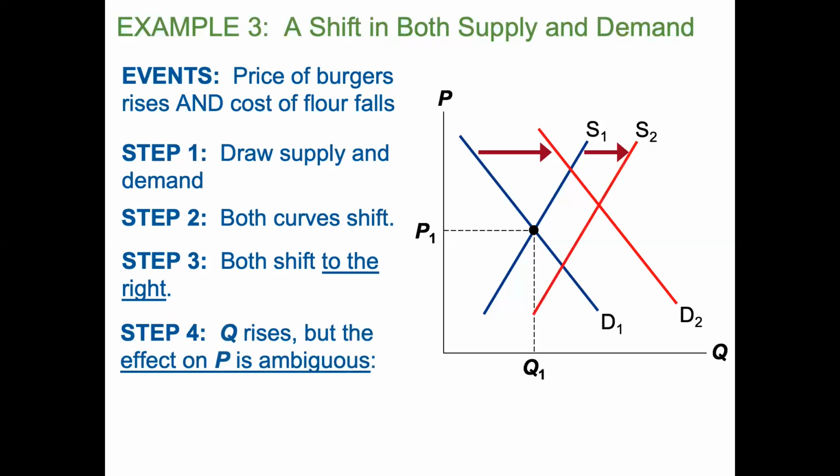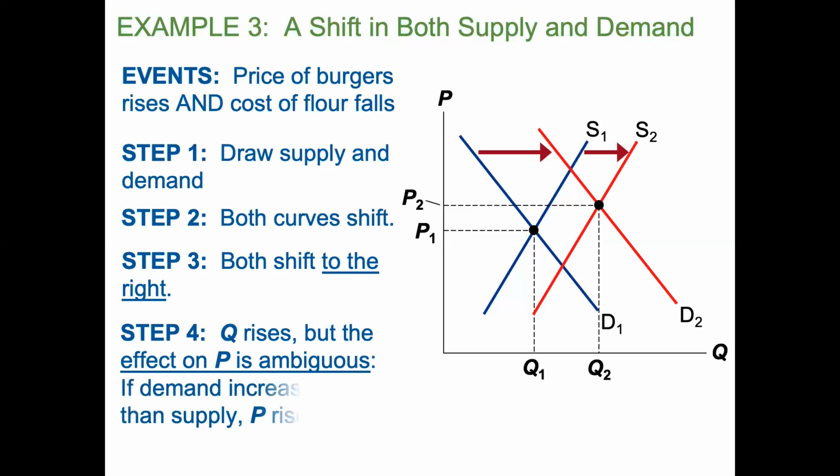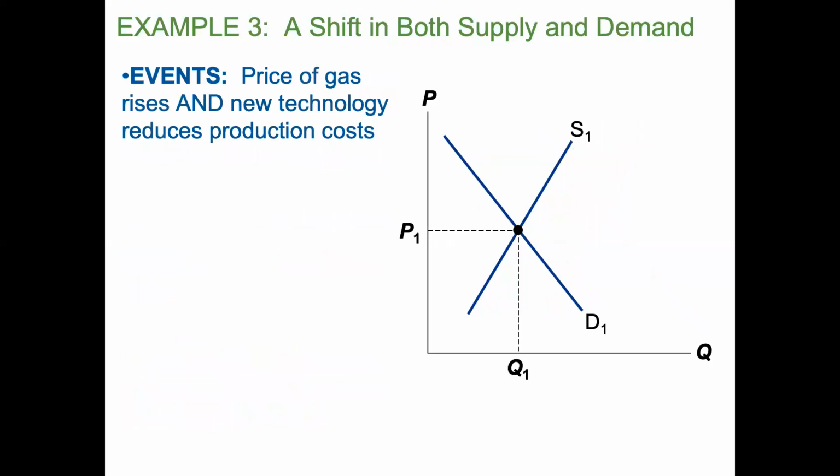Finally, let's look at the old equilibrium and new equilibrium. Quantity rises, but the effect on price is ambiguous. The effect on price depends on the magnitude of the shift. In this case, demand increases more than supply, so the equilibrium price rises. Suppose supply increases more than demand, then the equilibrium price will fall.